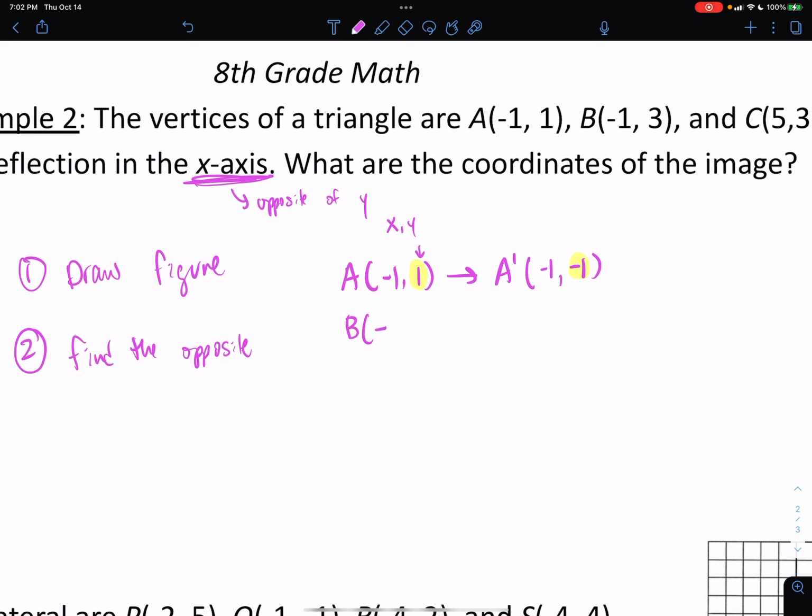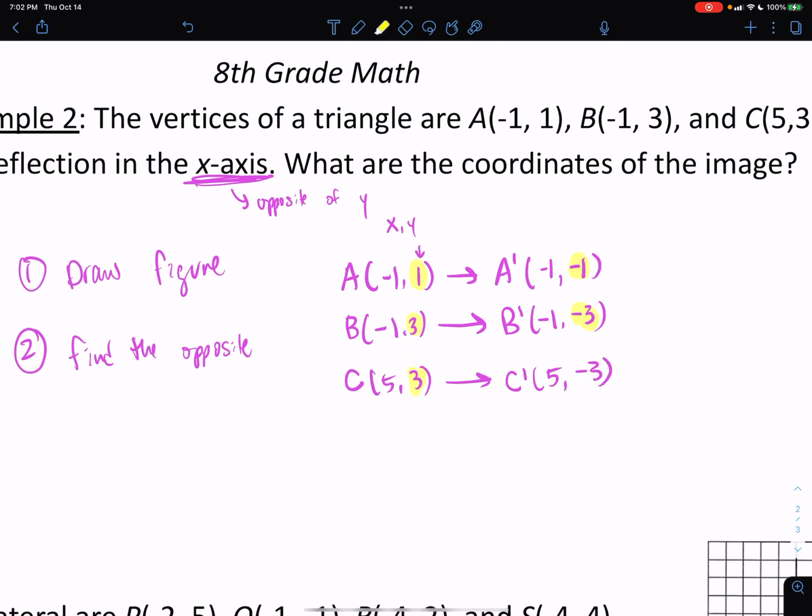Same thing with B. My B is (-1, 3). This is going to turn into B prime. Remember, my original y coordinate is +3, so my opposite is going to be (-1, -3). Your x coordinate stays exactly the same. C is (5, 3). Right, so what do you think? This will turn into C prime, which would be (5, -3).